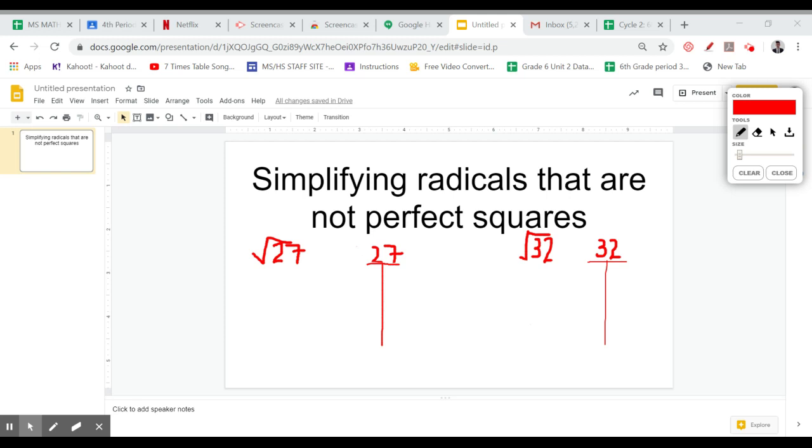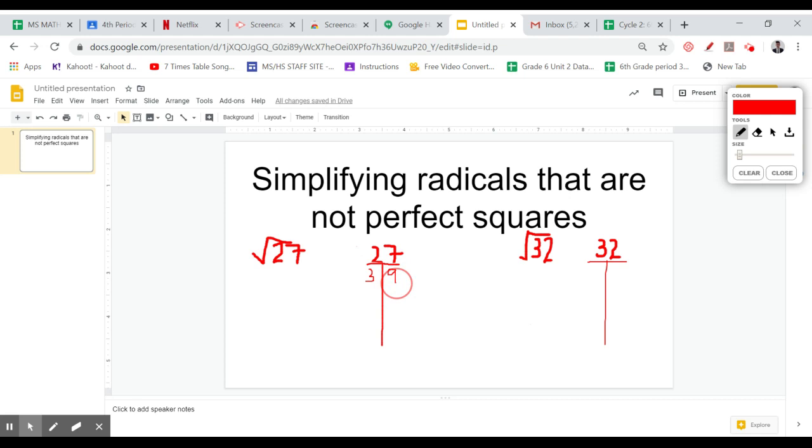The first pair of factors for 27 is 1 and 27, but I'm not going to use that because it doesn't make sense at all. Then the next pair of factors of 27 is 3 and 9.